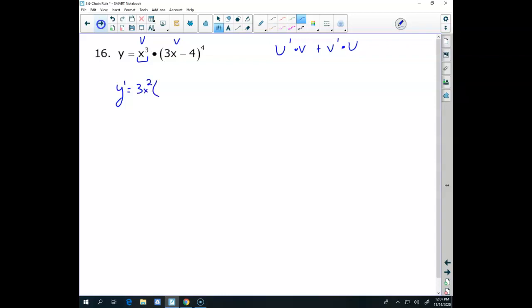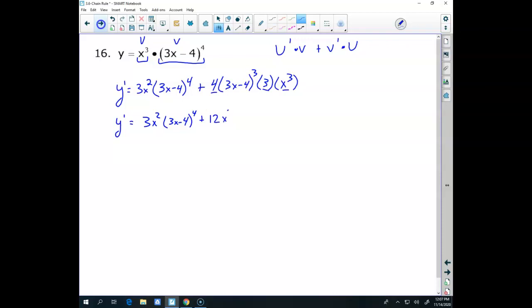Now that's going to be multiplied by this term, which is 3x minus 4 to the 4th, plus. Now I have to take the derivative of that, and that's a chain rule because that's something to the 4th power. Well, that's going to be 4 times 3x minus 4 something to the 3rd, times the derivative of my something there, times my first term, x cubed. And I recommend, okay, some people aren't going to do this, which is fine, but it's going to really help you not make mistakes, plus 4 times 3 times x cubed. Well, there I have 12x cubed times 3x minus 4 cubed.